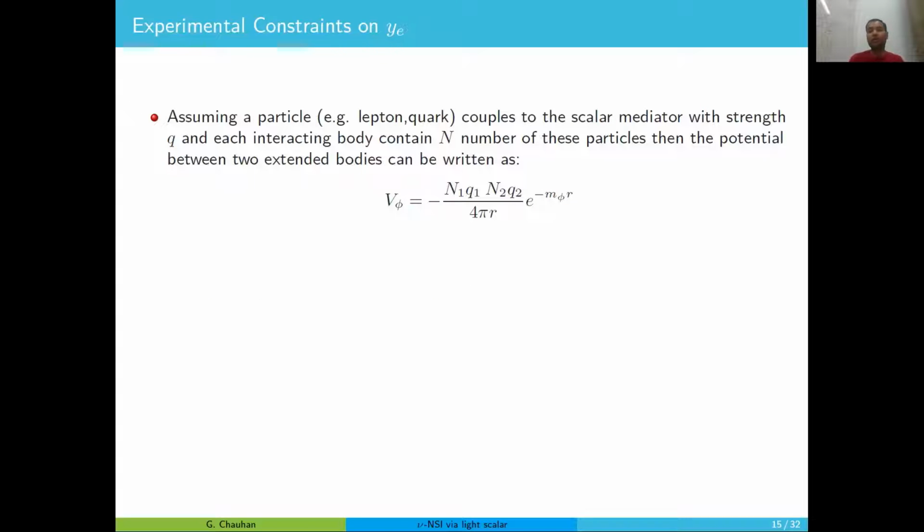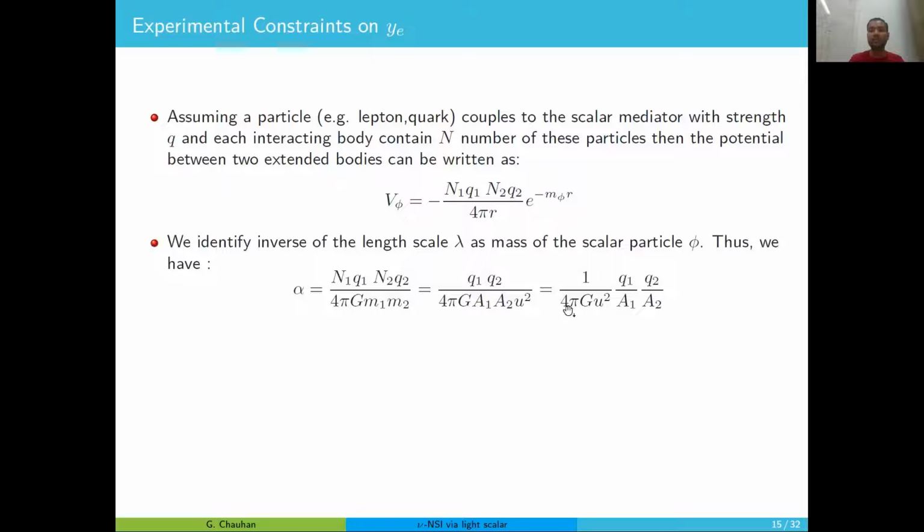So if you compare this particular expression with the previous deviation in these equivalence principle experiments, you can find the strength of this. This is how they report their results in these experiments. So that's why we are trying to convert back to the quantity. So this alpha is parameterized mainly by this ratio q1 over a1, q2 over a2.